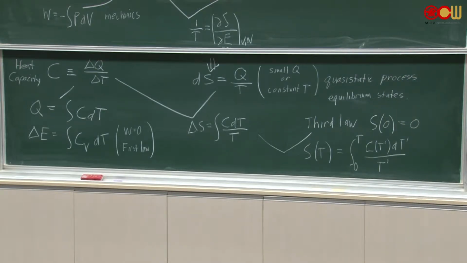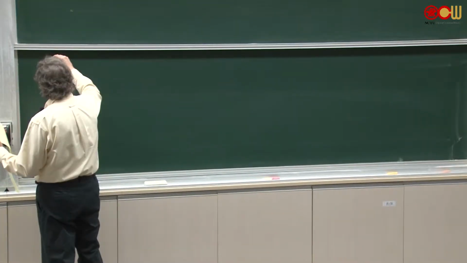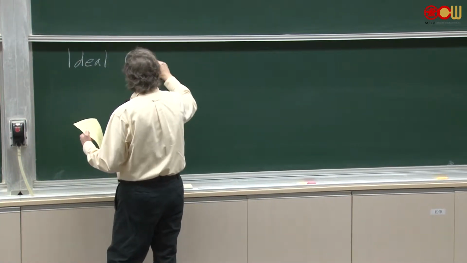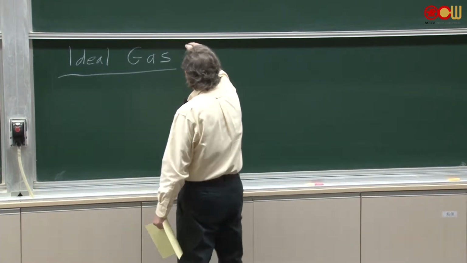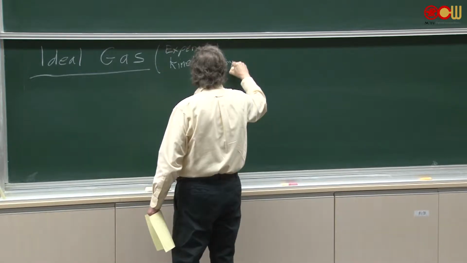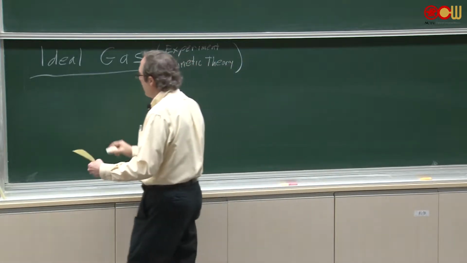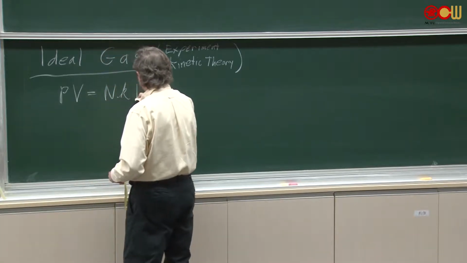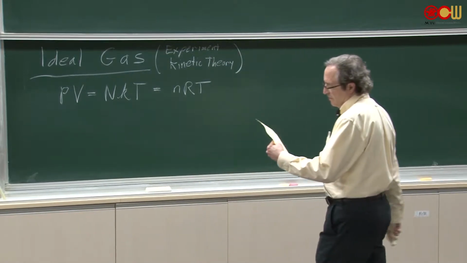It has all the ideas. I'm going to just put in a few things here. Let's do the ideal gas. In order to use this, we need a few things. All right? And this comes from either experiment or kinetic theory. So you can get it from either of those. And here's some of the ideas that you should know. PV equals NkT, or in other units, nRT. That's the pressure.